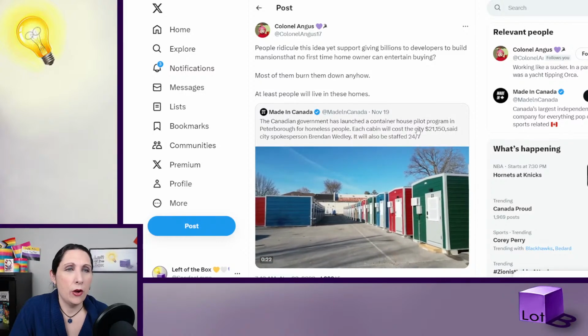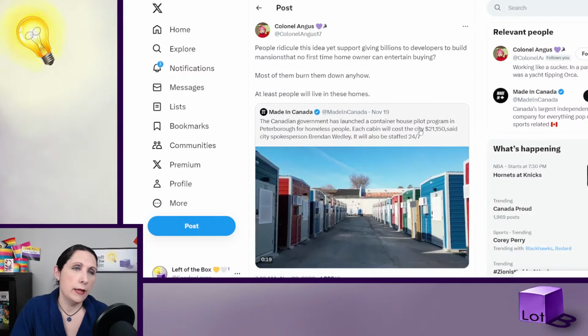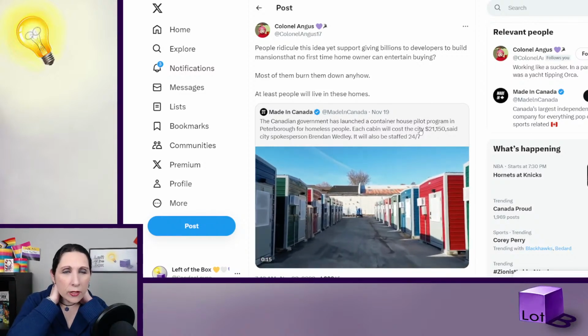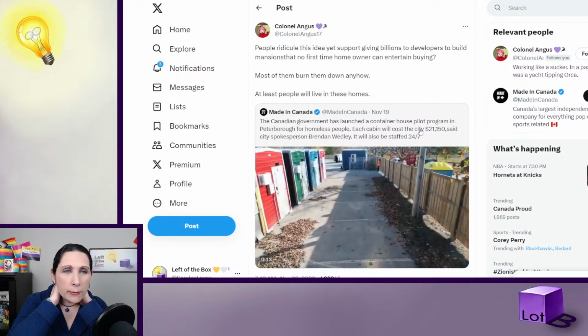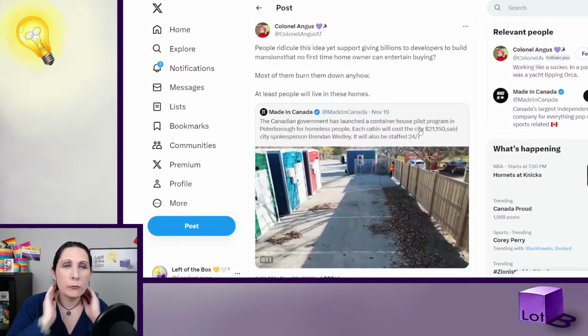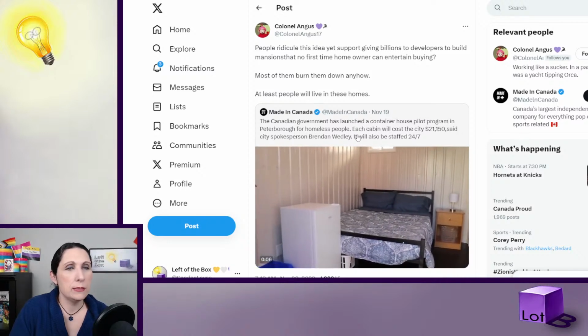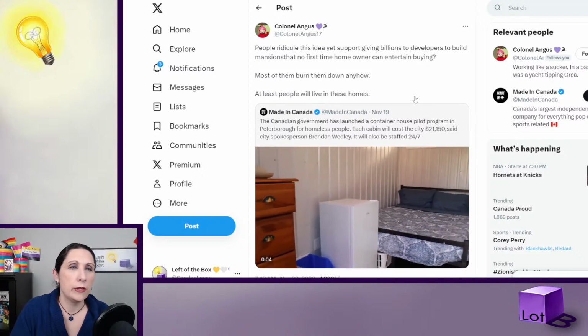And here's another option that is being kind of put out there. The Canadian government has launched a container house pilot program in Peterborough for homeless people. Each cabin will cost the city $21,000, said the city spokesperson. It will also be staffed 24/7.